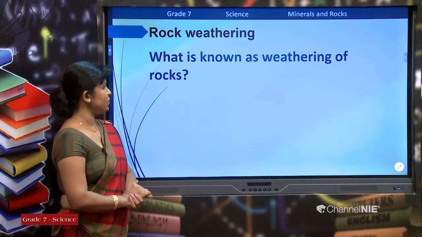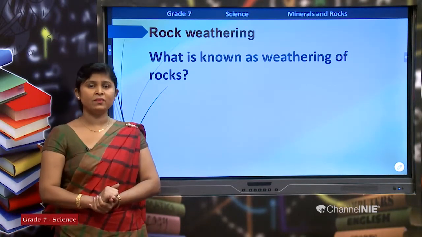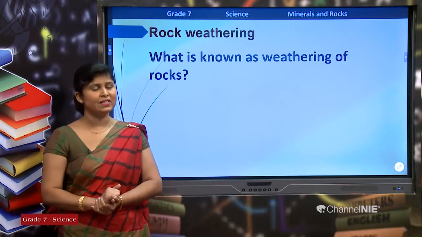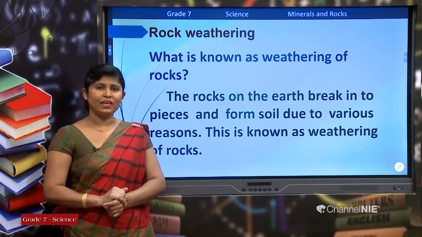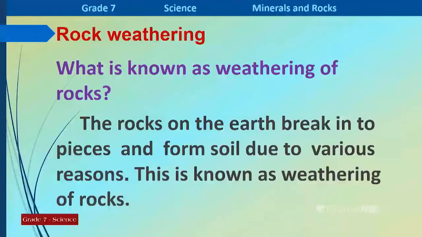What is known as weathering of rocks? There is a question. We will see the answer for the question. The rocks on the earth break into pieces and form soil due to various reasons. This is known as weathering of rocks. Shall we read together? Okay. The rocks on the earth break into pieces and form soil due to various reasons. This is known as weathering of rocks.